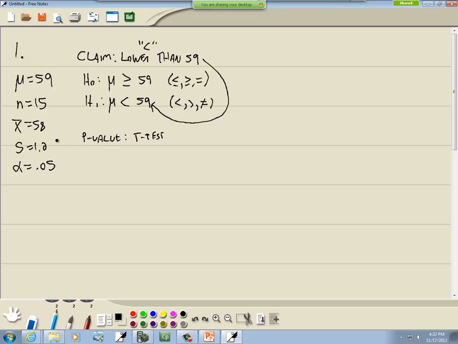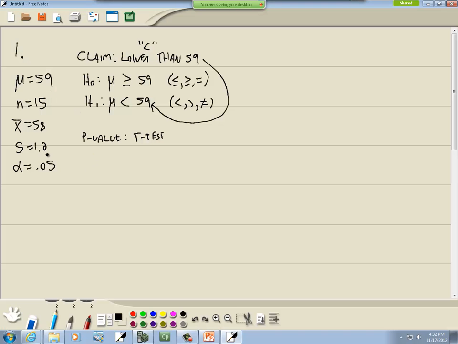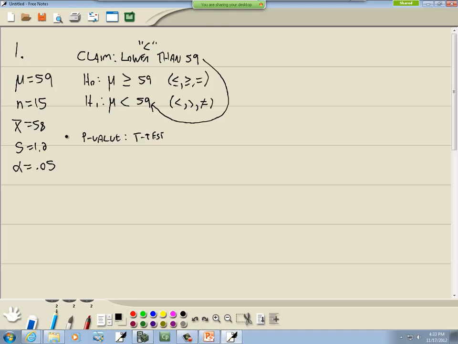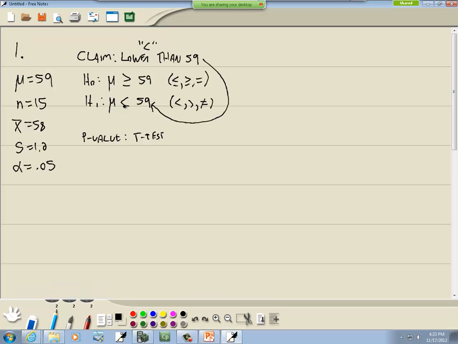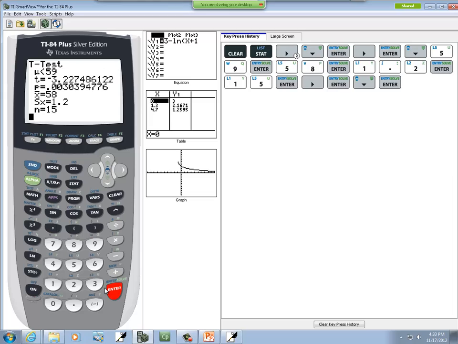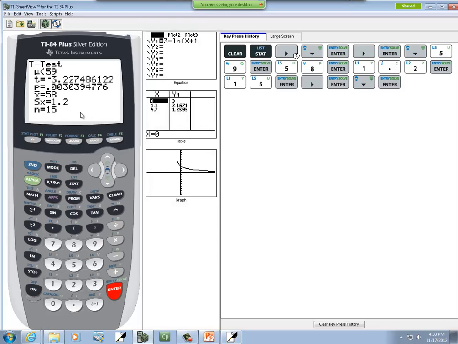Now x bar, well, we said that was 58. So put in 58. Sx, well, that's the calculator's version of s. That's our sample standard deviation, which we said was 1.2. n we said was 15. The symbol off of H1 is a less than. So if it's not already highlighted, we want to arrow over, put our flashing cursor on less than, and press enter. Then down arrow to calculate, and press enter. Now our p-value is the p equals, so 0.0030.